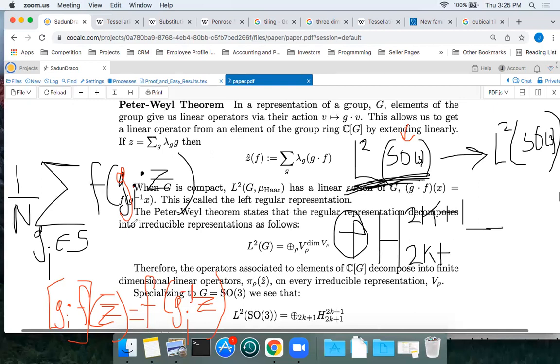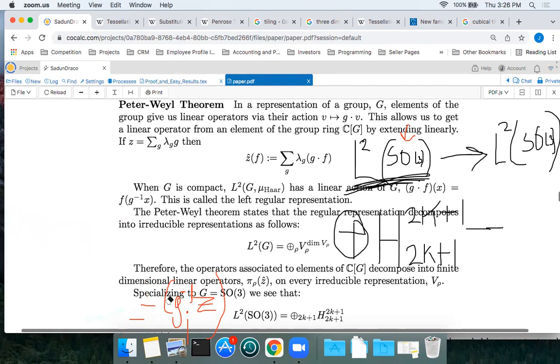So this is just a linear combination of elements of the group acting on a function. And the Peter-Weyl theorem tells you what the irreducible components of this representation are. And in this case, it just acts on homogeneous polynomials in two variables of even degree. So those are what the irreducible representations are.